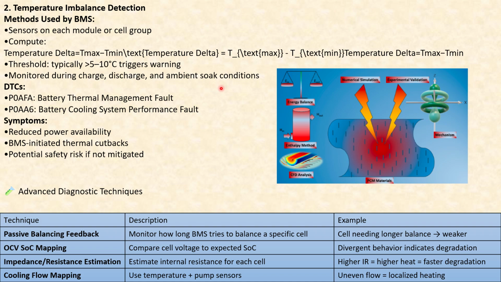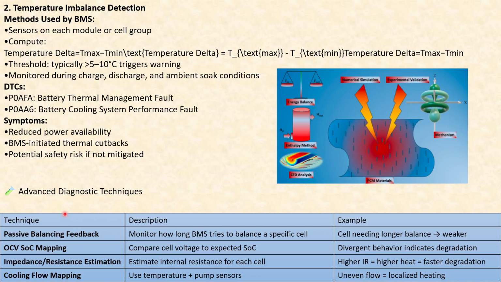Now, talking about the DTCs: P0AFA, battery thermal management fault, and P0AA6, battery cooling system performance fault. Talking about the symptoms: reduced power availability, BMS-initiated thermal cutbacks, and potential safety risk if not mitigated. Okay, so these are the various types of temperature imbalance detections.